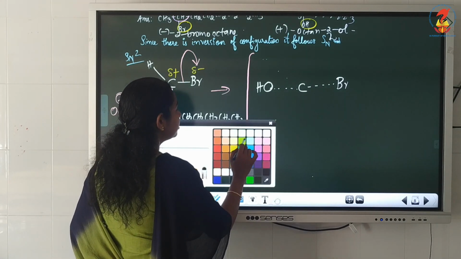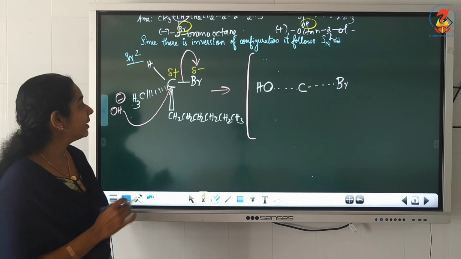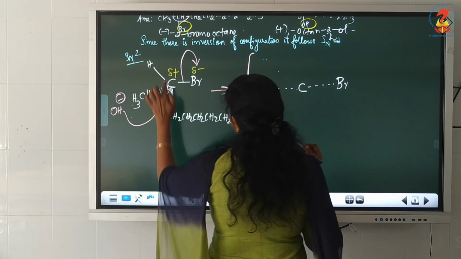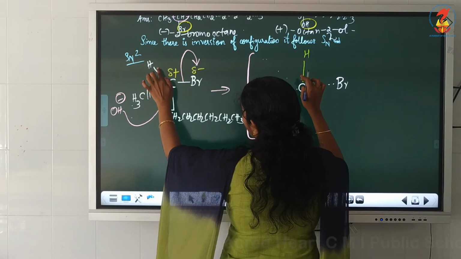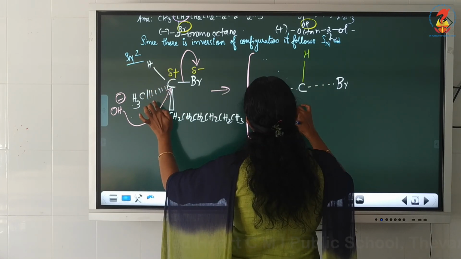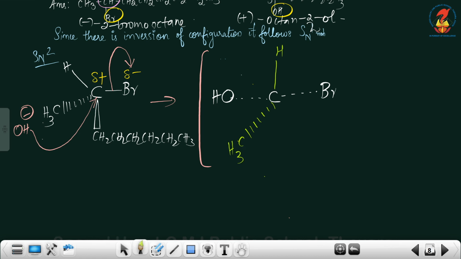Now in order to make the attack of OH minus easy, what happens? The other groups on this carbon rearrange themselves but remain on the same plane. The hydrogen is drawn on the same plane. Then who is at the back side of this plane? Yes, the methyl group. And who is towards the observer? Yes, 1, 2, 3, 4, 5. Okay, this is the transition state we are getting.